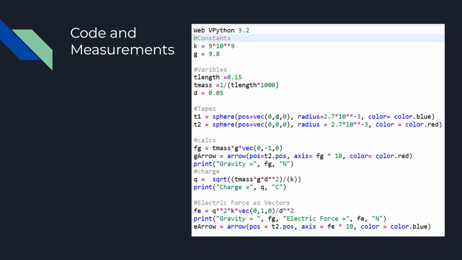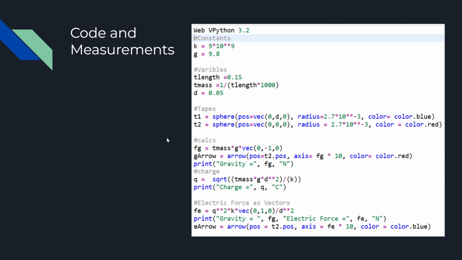Here's the code. First, the constants were just found, the k constant and then the G constant, both the common constants that we were given, and the length of the tape was found to be 15 centimeters. This was then used to find the mass, as it was 1 gram per meter of tape. This was then converted to kilograms. And d is the distance at which the bottom tape began to rise, and this was 5 centimeters in this case.